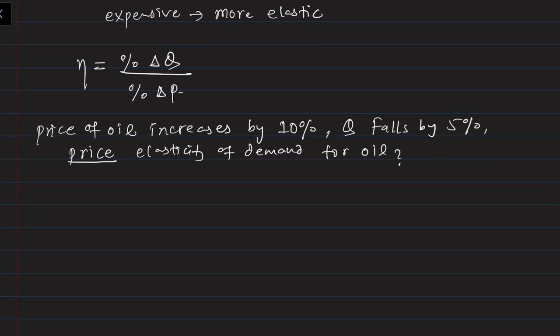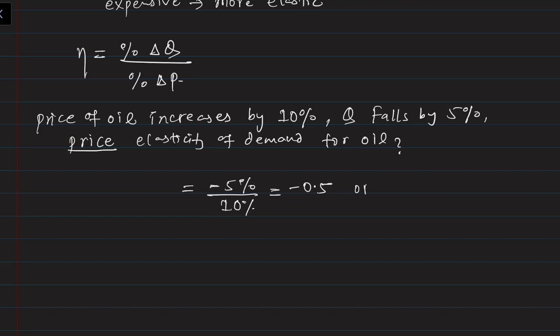So here we use the fundamental definition. Elasticity is the percentage change in quantity demanded, so minus 5%. Here we put the negative sign to show the direction of change. So please put the negative sign or positive sign to show the direction as well. And this is divided by 10%, which is the change in price. This gives us minus 0.5. We also write elasticity in absolute terms, so this gives us 0.5 in absolute terms.